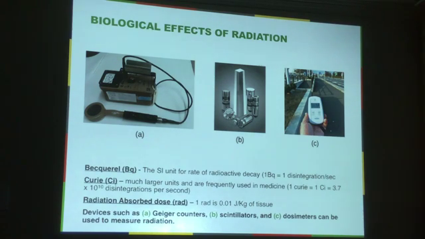And the various detectors are shown across the top. The old-fashioned Geiger counter, a nuclear scintillator, which causes a photo type change that can be detected by a light detector, and then a dosimeter, which can be used to measure radiation at various levels or doses.